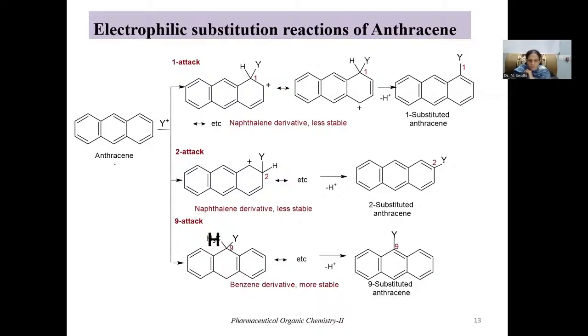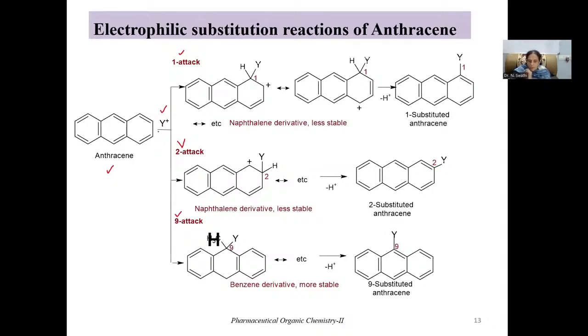Okay. So here you can see the anthracene structure is given. The electrophile here is denoted with Y plus. So electrophilic attack on anthracene is shown at 3 possible positions. Instead of writing alpha attack, I have given it as 1 attack. So alpha attack is nothing but 1. This is beta or 2 attack and this is gamma or 9 attack. Okay. Now let us discuss one by one.